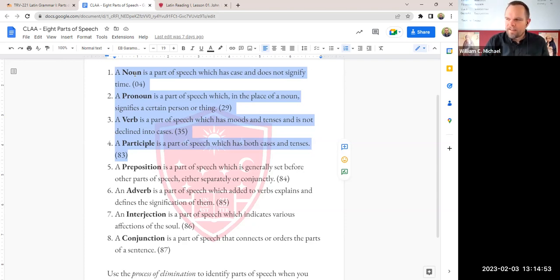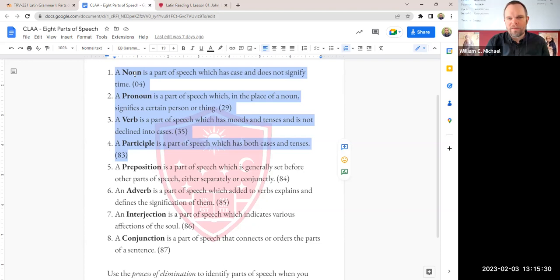It says that a noun does not signify time, and yet we have this word principio, which means what? What does principio mean? Beginning, good. Now, you can read that definition and say, wait a minute, beginning is a time. So the word beginning means time. So a noun is a part of speech that has case and does not signify time. So I guess principio must not be a noun because it signifies time.